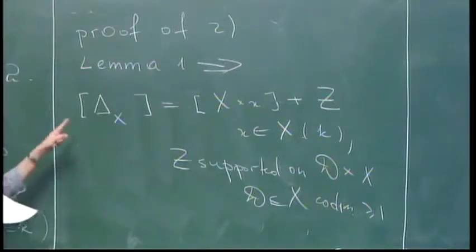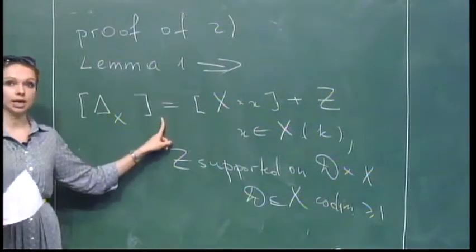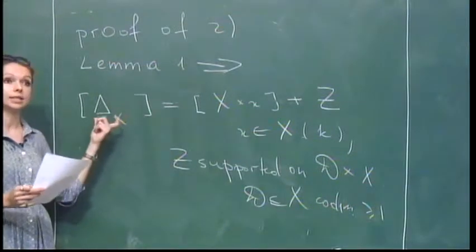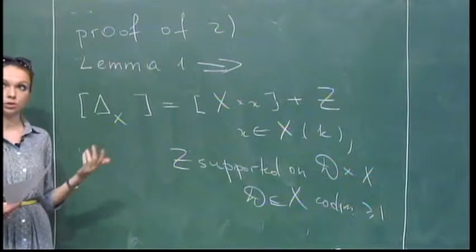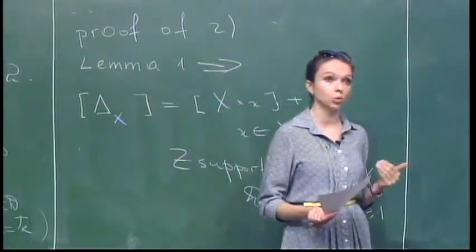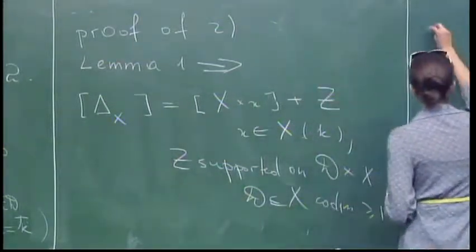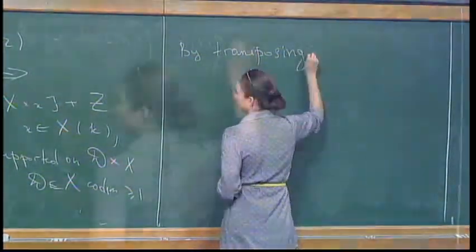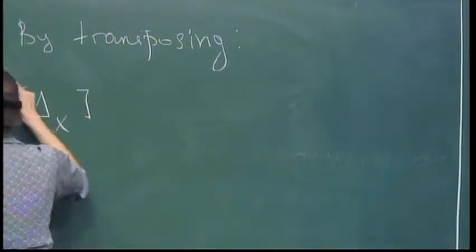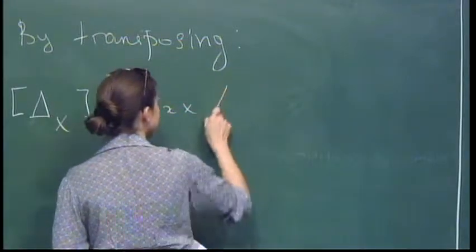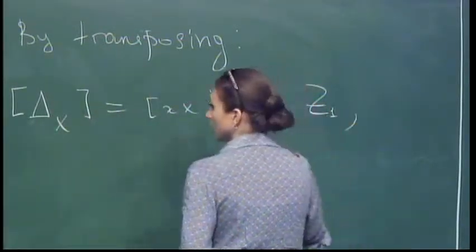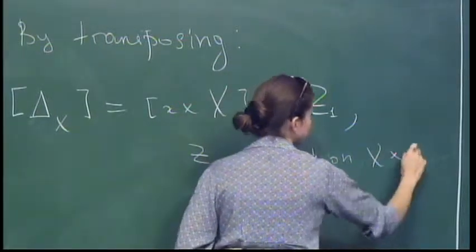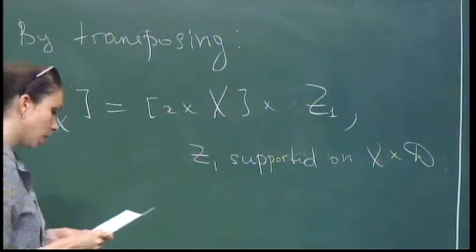Sometimes it is useful to look at this decomposition of the diagonal, and sometimes it could be useful to use the transposition of the two coordinates in X cross X, and to use the transposed decomposition. That is actually what we will do in this case. By transposing, we get the same diagonal, because it doesn't change. And then we have little x cross X plus, I will call it Z1, where Z1 is supported on X cross D. So it actually works better here.